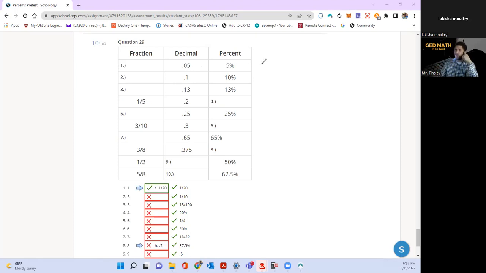So what you should have said was percent is out of 100. So 5% means 5 out of 100, so it's going to be 0.05. That's the decimal, but we want to change it to a fraction. It's not going to be lowest terms, so it's 1 over 20. You put a slash, so 1/20 for the fraction.